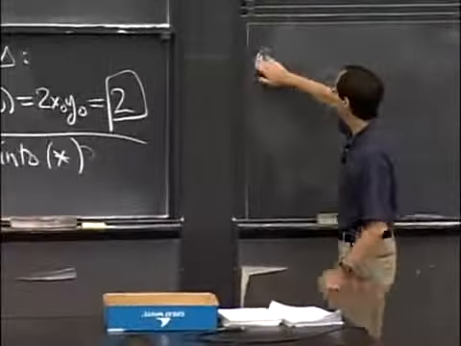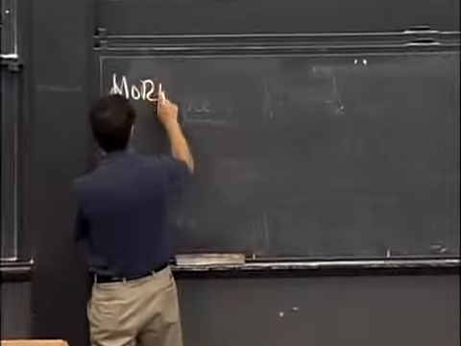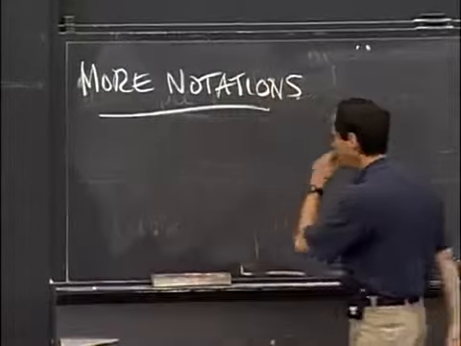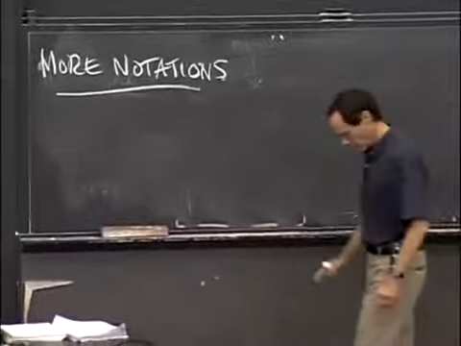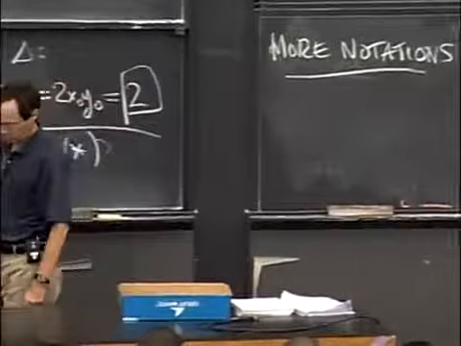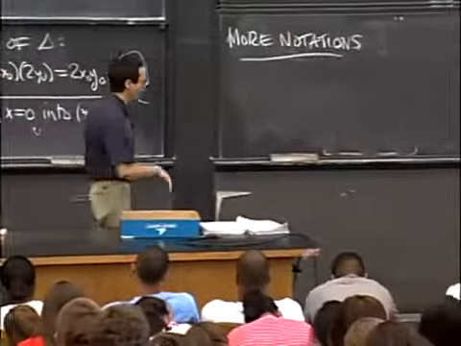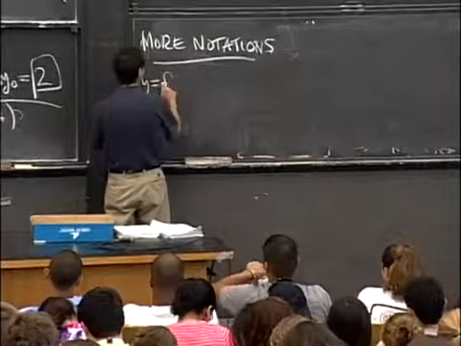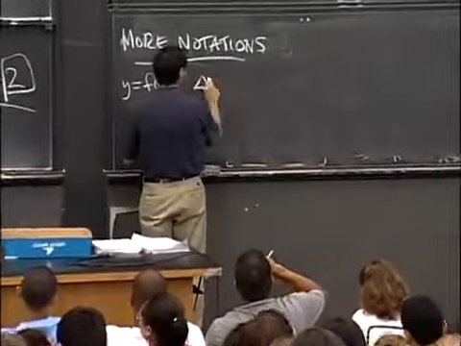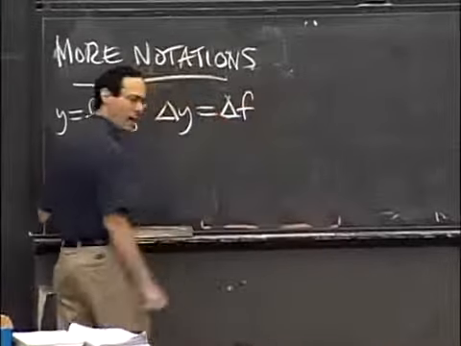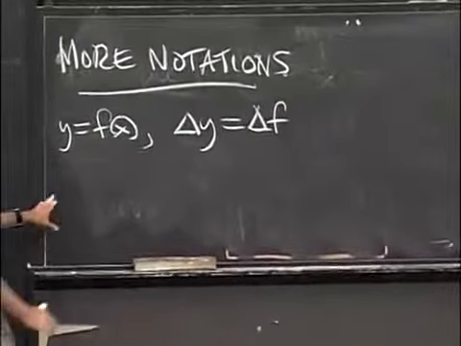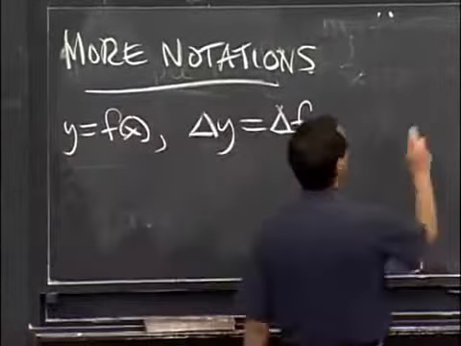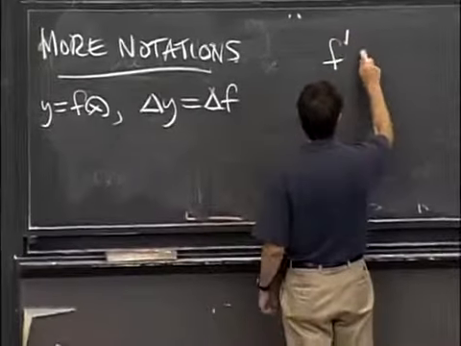So first of all, I want to give you a few more notations. These are just other ways, notations that people use to refer to derivatives. And the first one is the following. We already wrote y is equal to f of x. And so when we write delta y, that means the same thing as delta f. That's a typical notation. And previously, we wrote f prime for the derivative.